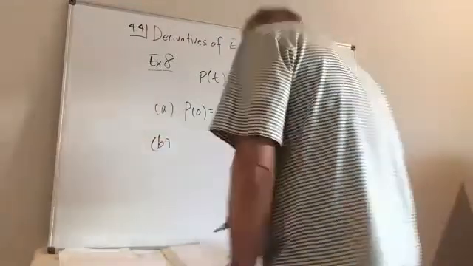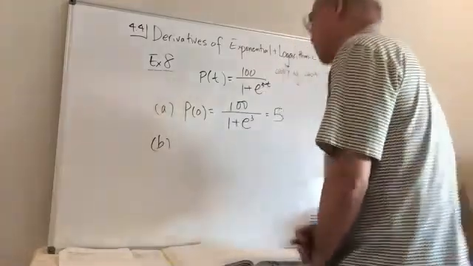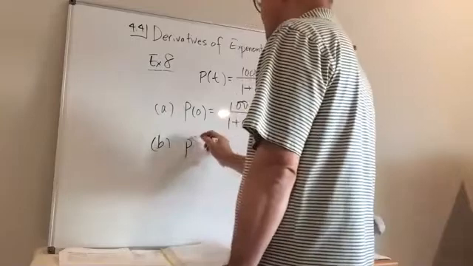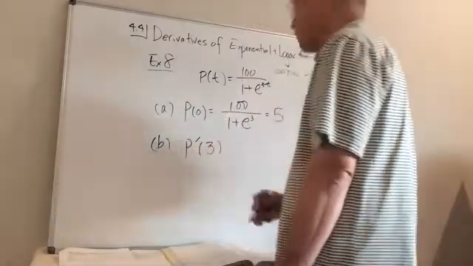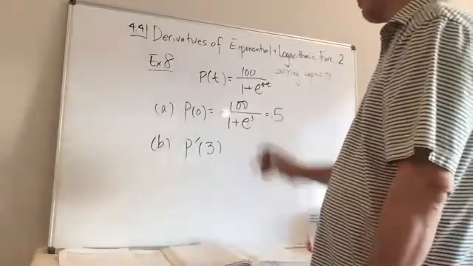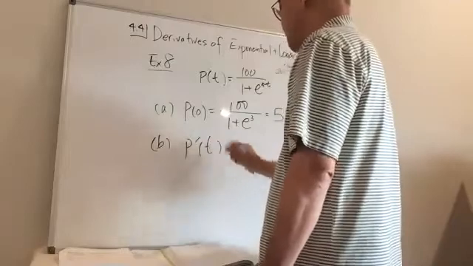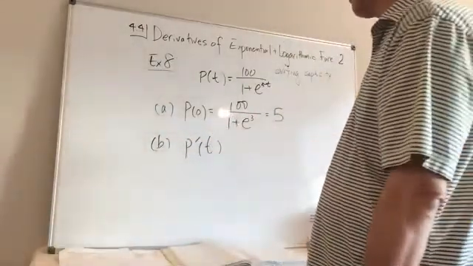B, how fast is the flu spreading after 3 days? So what are we looking for? We're looking for how fast it is spreading. So we're looking at P prime when t is equal to 3, right? So let's go ahead and solve for P prime of t, and then put t equal to 3 in there.